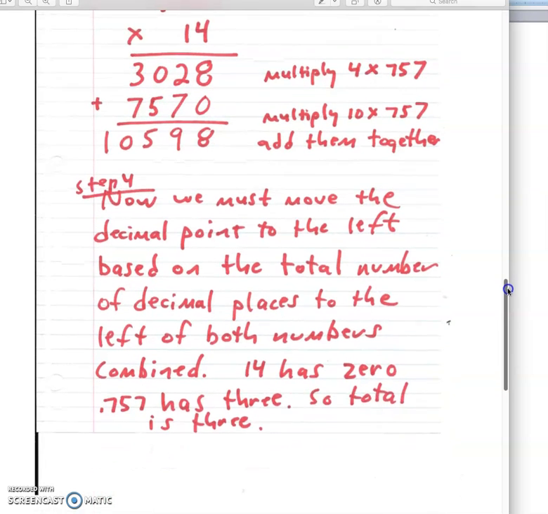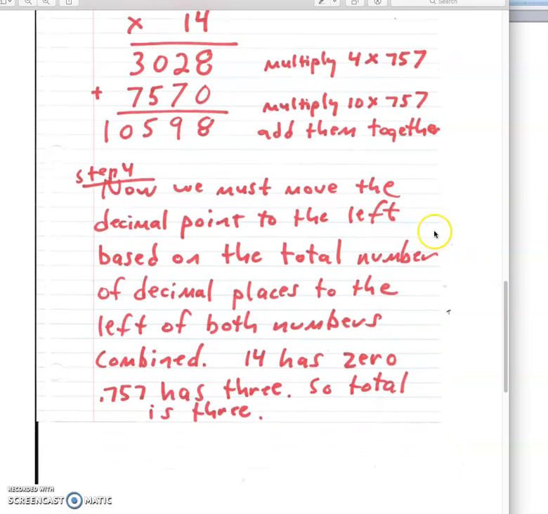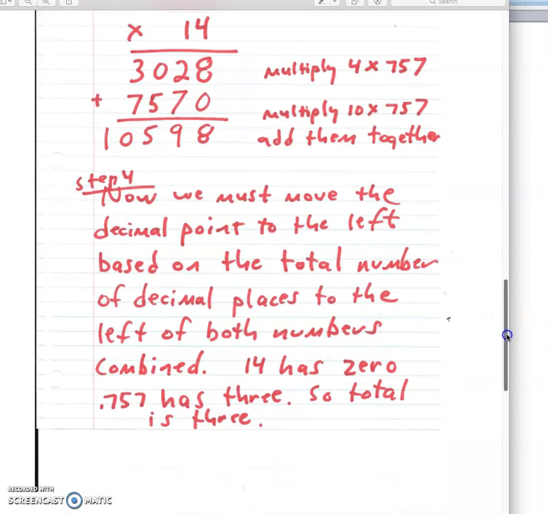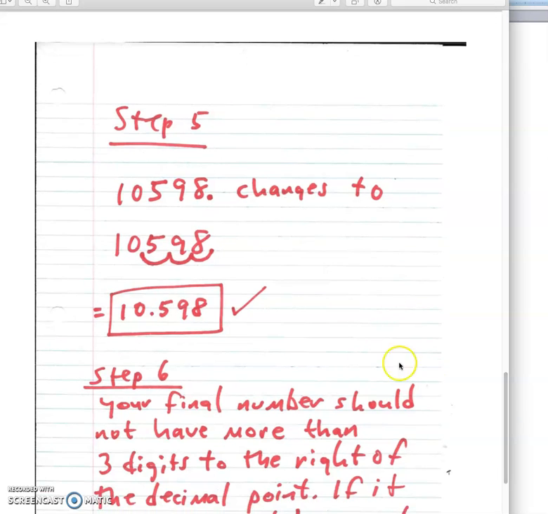Okay? Step 4, now we move the decimal point to the left based on the total number of decimal places to the left of both numbers combined. So for example, for 14, there are none. For 757, we have 3. We have 1, 2, we have 3 decimal points right here. Okay, so we have to move it over 3 decimal places. So we started with 10,598, and now we go 1, 2, 3. So our answer is 10.598.